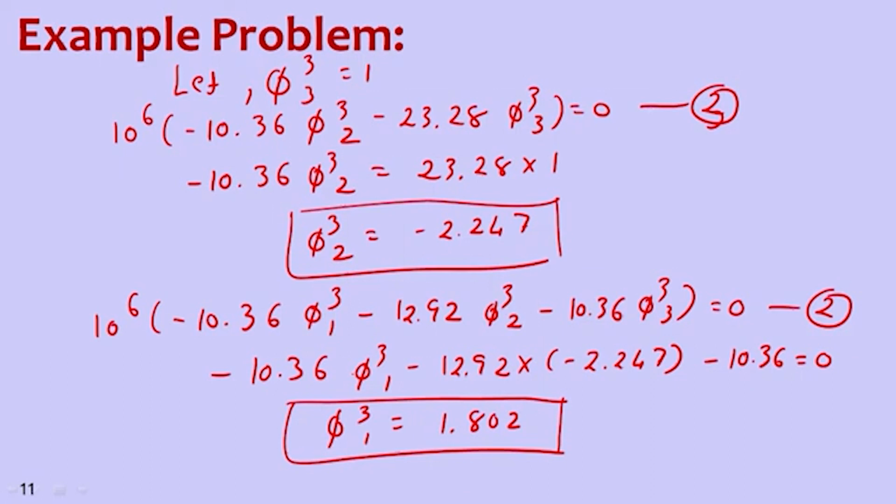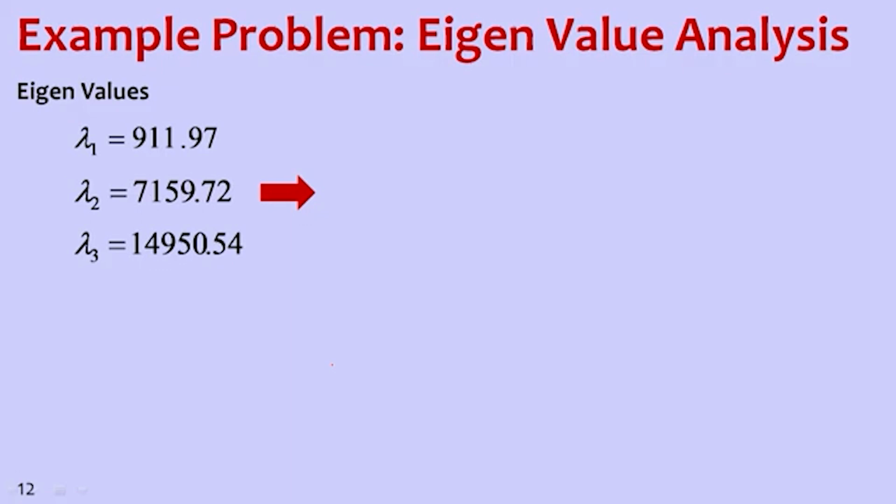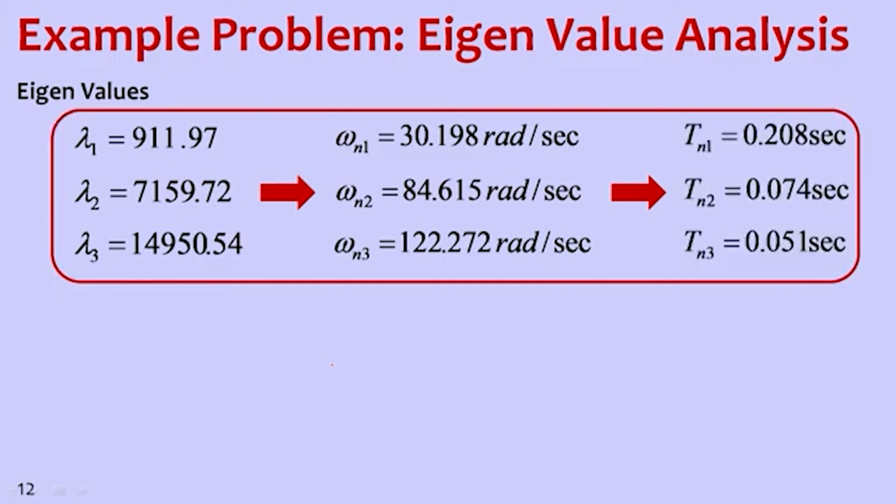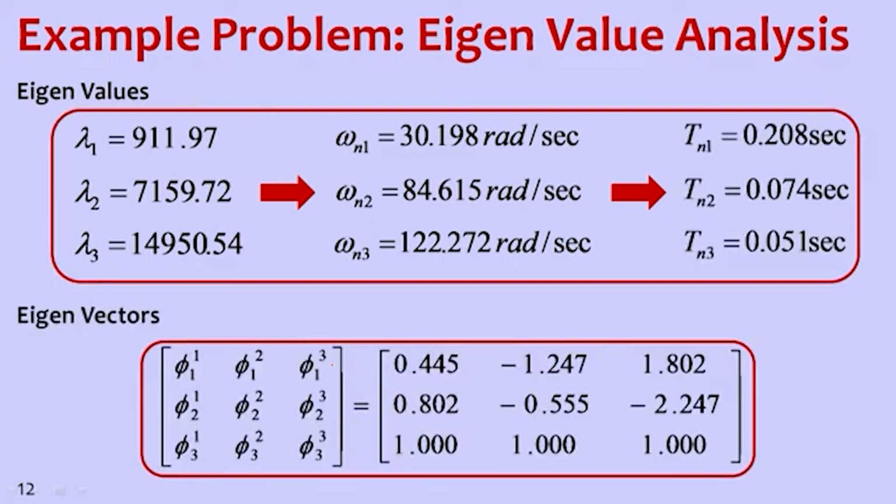Now when I plot this one, I will get this kind of vector and this kind of diagram. So this was the lambda 1, lambda 2, lambda 3 value, corresponding omega values and the corresponding time period. And this is the eigenvector which was for lambda 1, lambda 2 and lambda 3. So this is the phi matrix.